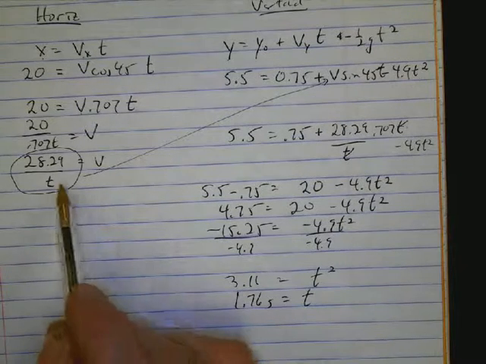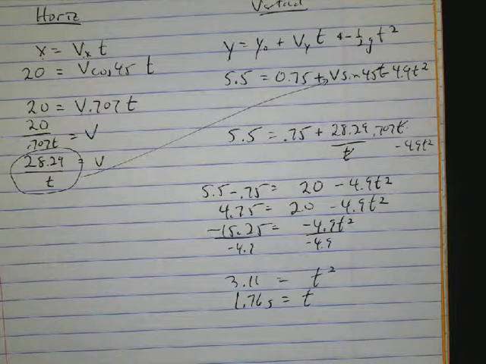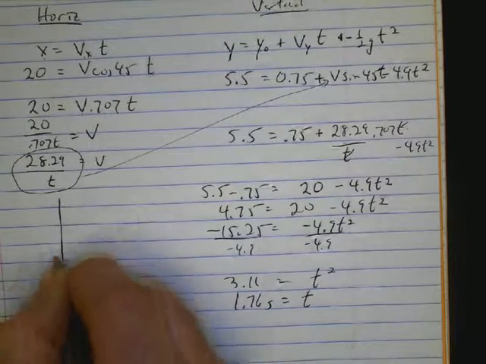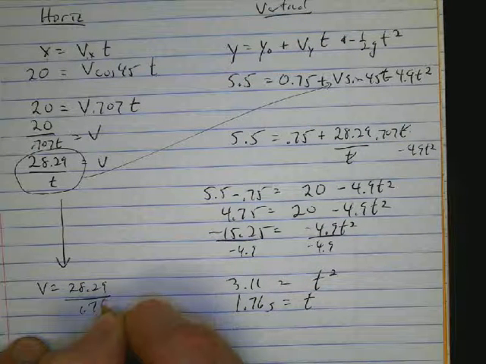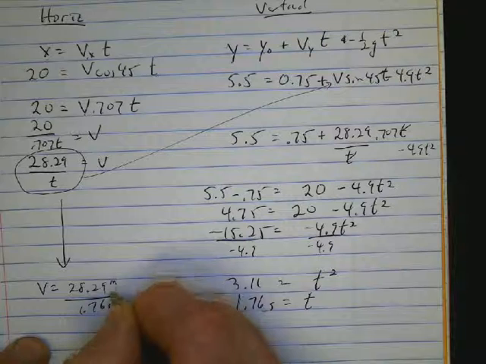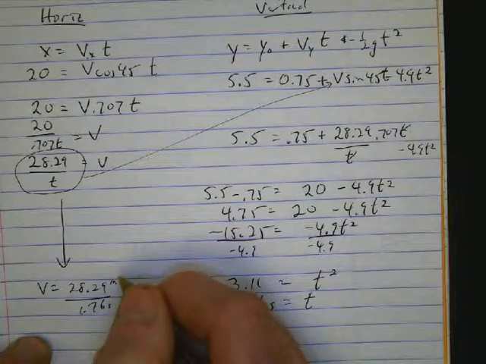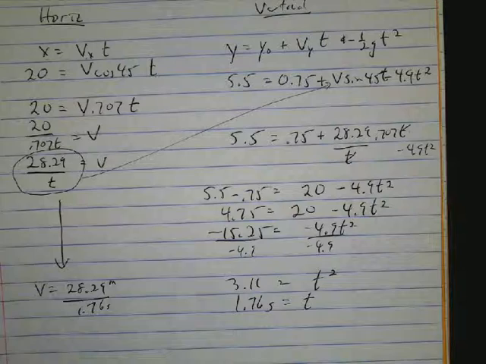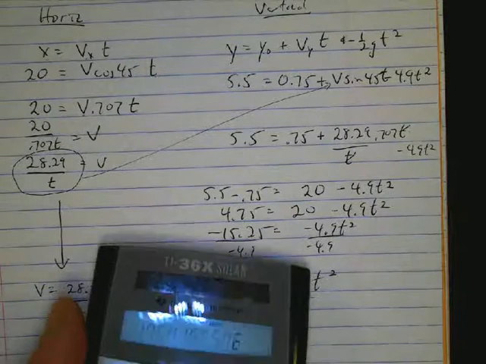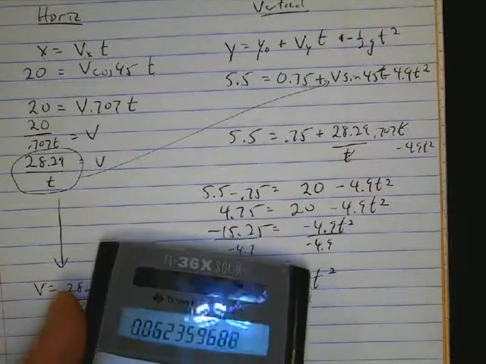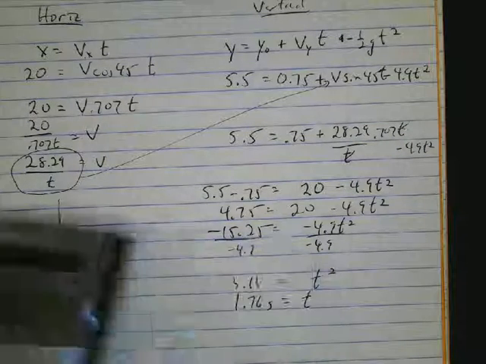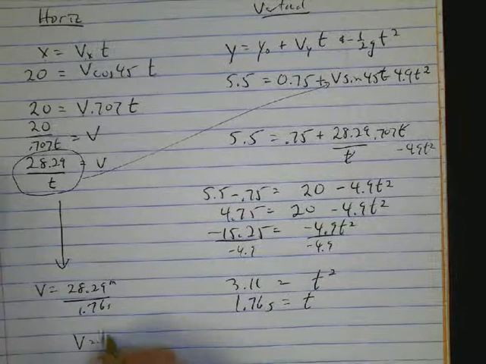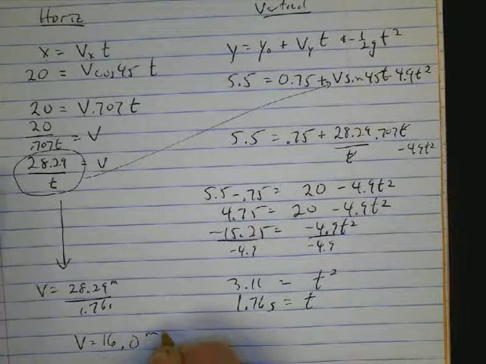So v is equal to 28.29 divided by 1.76, in meters per second. So this becomes 16.036 meters per second. Velocity equals 16.0 meters per second. And that is how I would solve a problem like that, remembering that we had to do these substitutions.